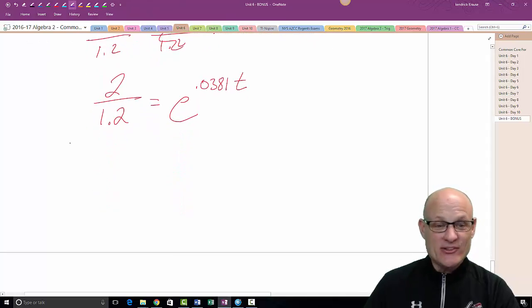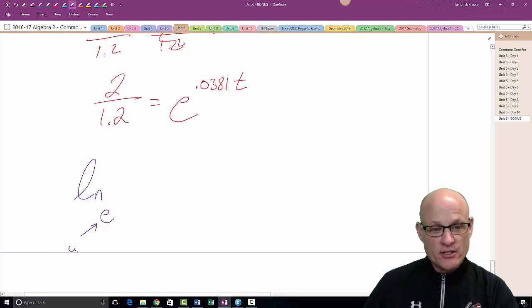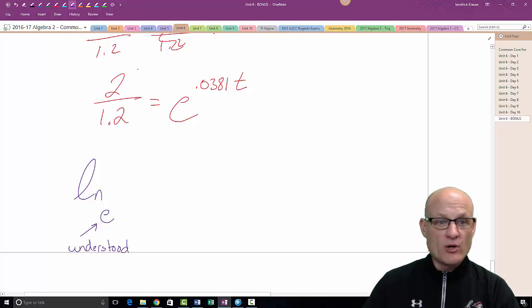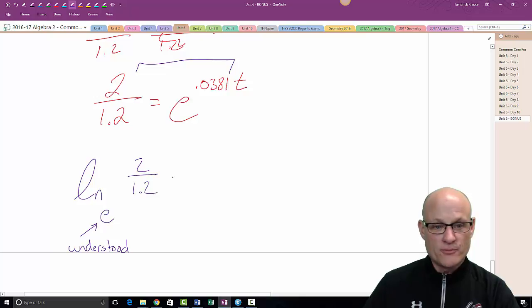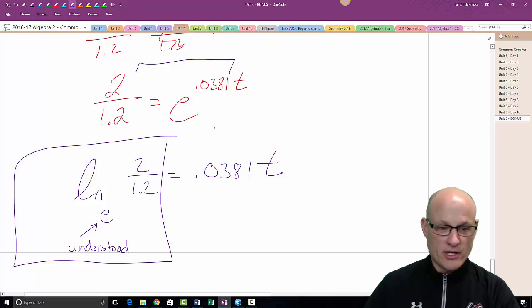But this is e, so now I have to use the natural log. Now, natural log base e, remember, you're not going to be able to put that in. It's just understood to be there. It's not going to be allowed to put it in the calculator. So of what? Well, okay, these two things switch. Of 2 over 1.2 equals 0.0381 t. Well, I'm going to put this in my calculator because it's kind of nasty.